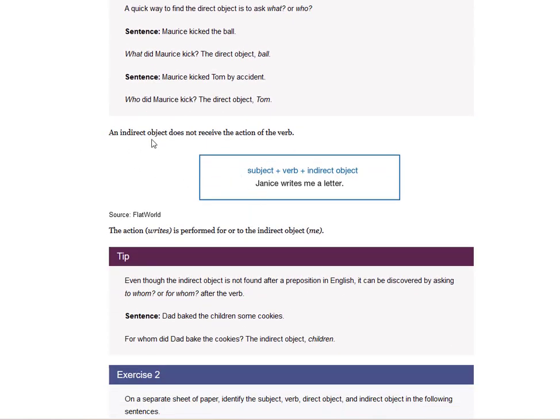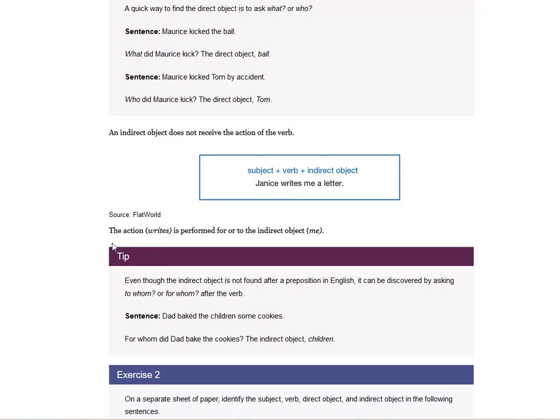Indirect object. An indirect object does not receive the action of the verb. So, Janice writes me a letter. Janice is the subject, writes is the verb, a letter is the direct object, and the indirect object is me, because here it's understood. Janice writes to me a letter. In older English, we used to say "to me." But now in spoken English, the "to" is understood. And so that's why it's indirect, because the me does not come directly after the verb, if that makes any sense.